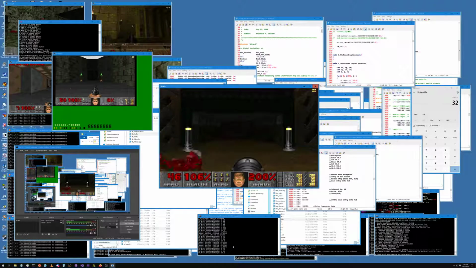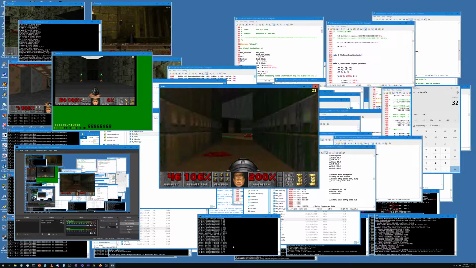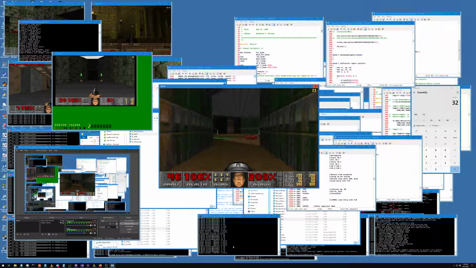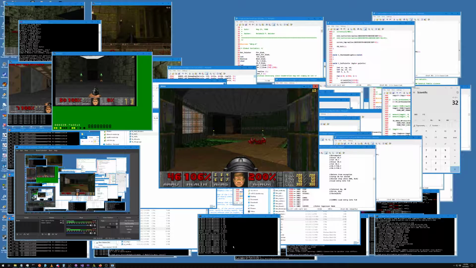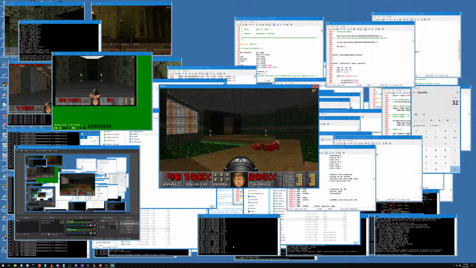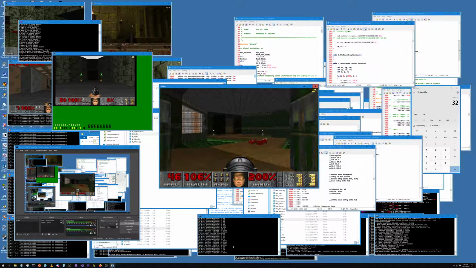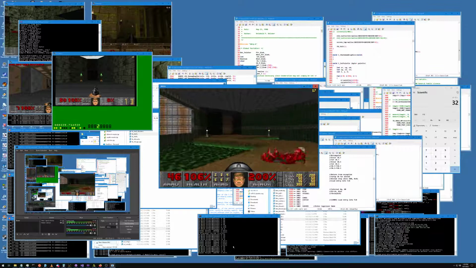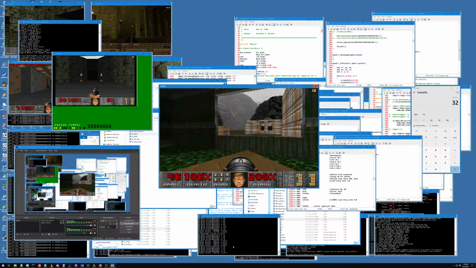This spot was holding at 20. This spot 23. Yeah, 23 frames per second. Drops to about 17 over here. But this is a more open area, so that's not a huge surprise.